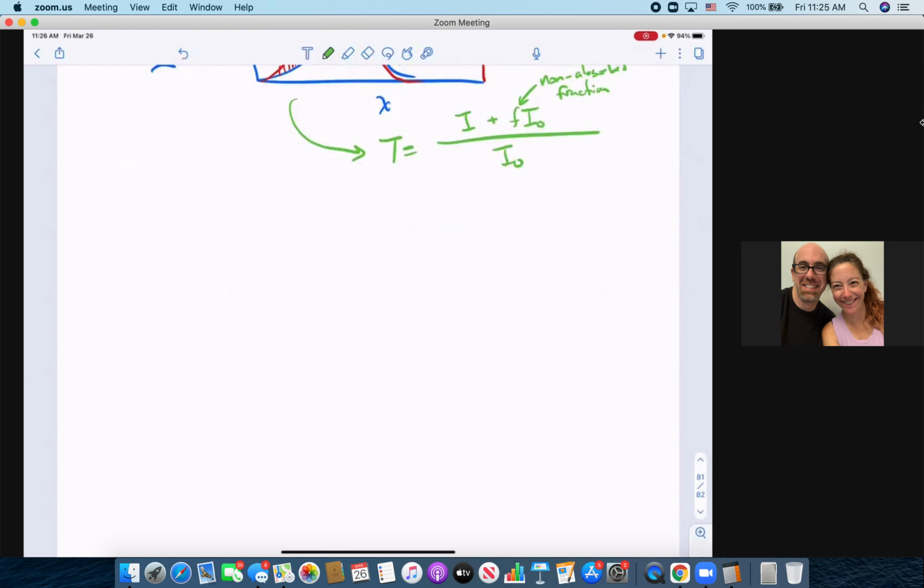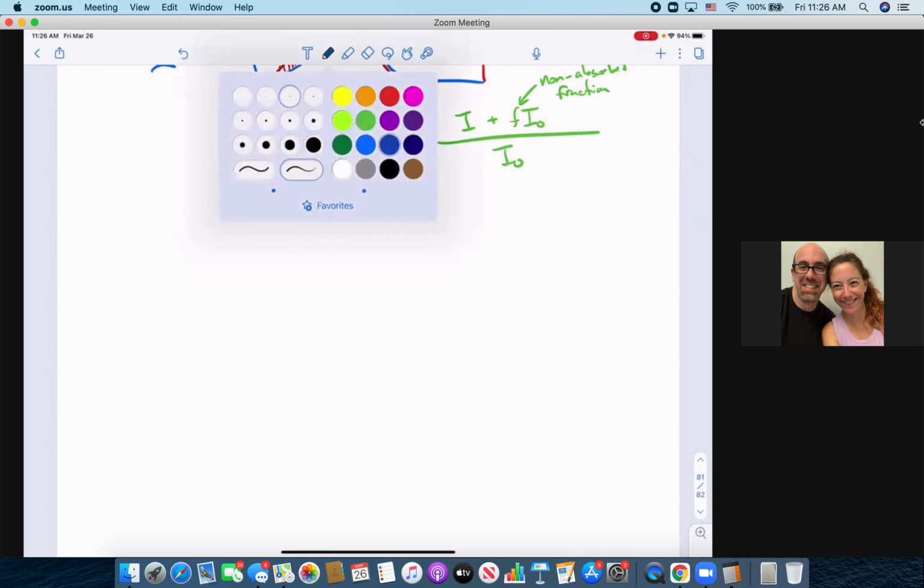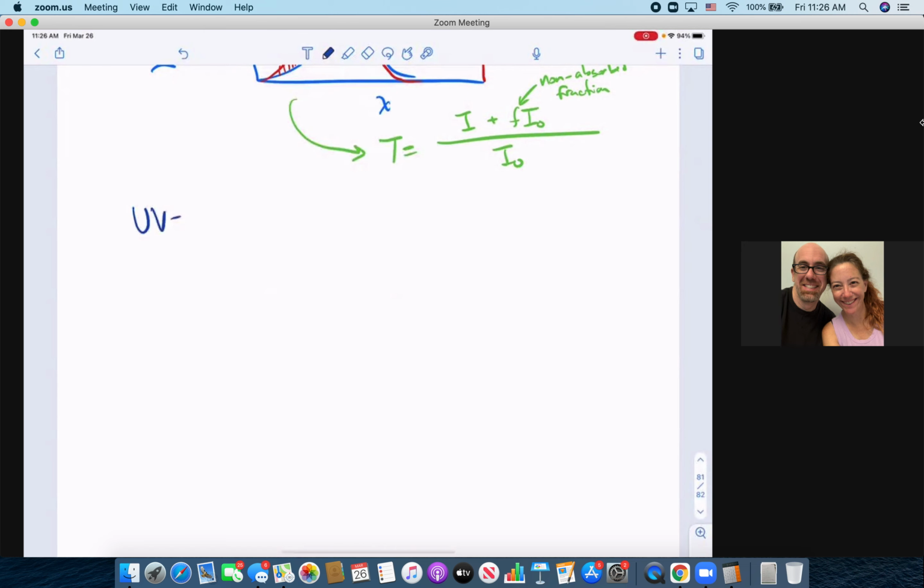I harp about Beer's law a lot, but it's important to understand. Imagine if pH only worked in a very small subset of data, right? So let's talk about UV-Vis instrumentation, because there are further limitations when you start thinking about how these things are measured, right?